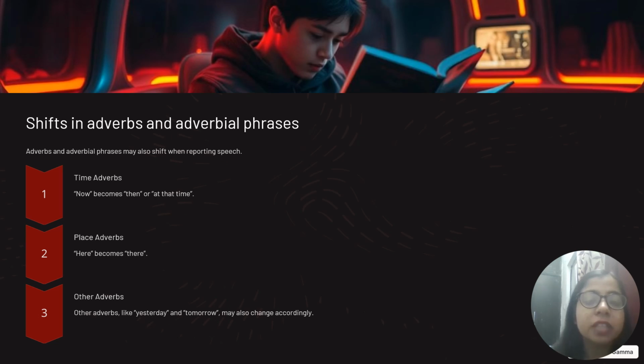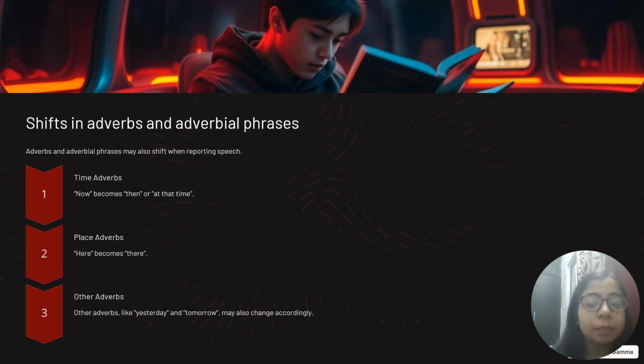Next is shifts in adverbs and adverbial phrases. First shift will be time adverbs. Now becomes then or at that time. So like this, there is a shift in time adverbials. If we are saying I will have an ice cream now, Ananya ma'am said that she would have an ice cream then or at that time. The tense is also changing, right? Because we are talking about the past. I said it in the past, that's why you are telling your friend later. So the tense will change and the time will change from now to then or at that time.